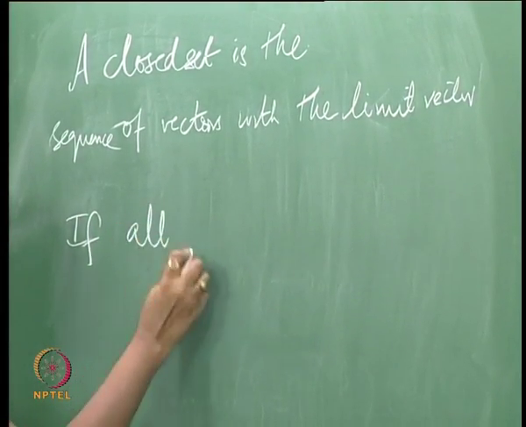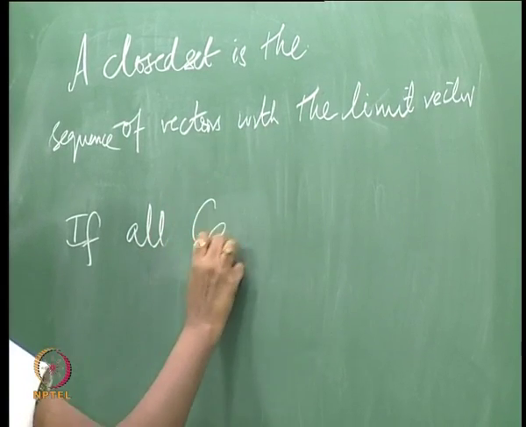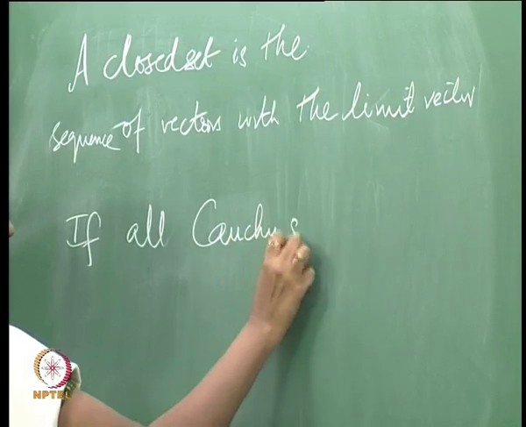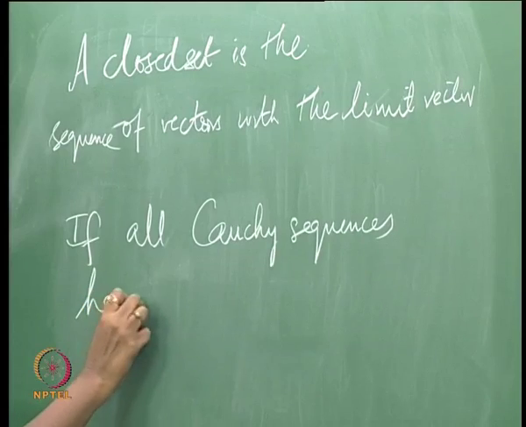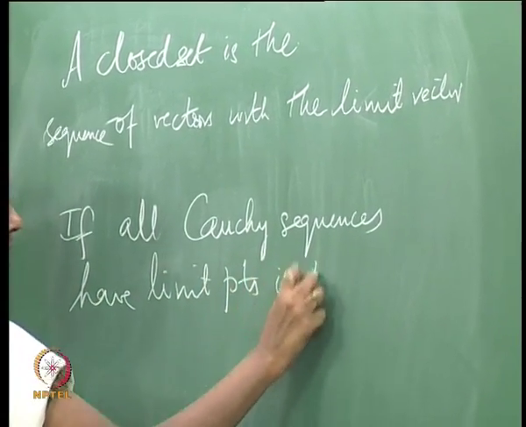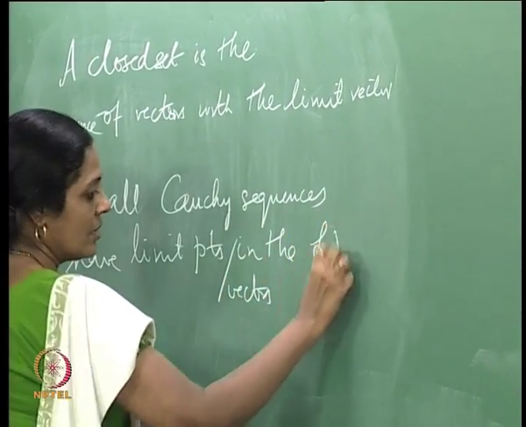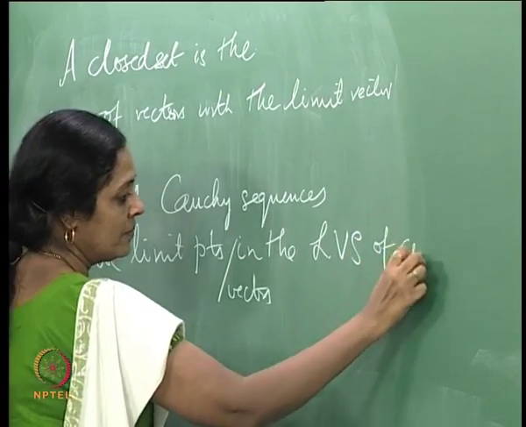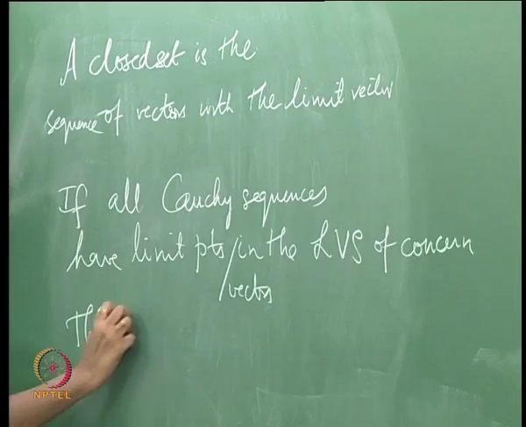If all sequences, Cauchy sequences, have limit points in the linear vector space, or limit vectors in the linear vector space of concern, such a space is a complete space.